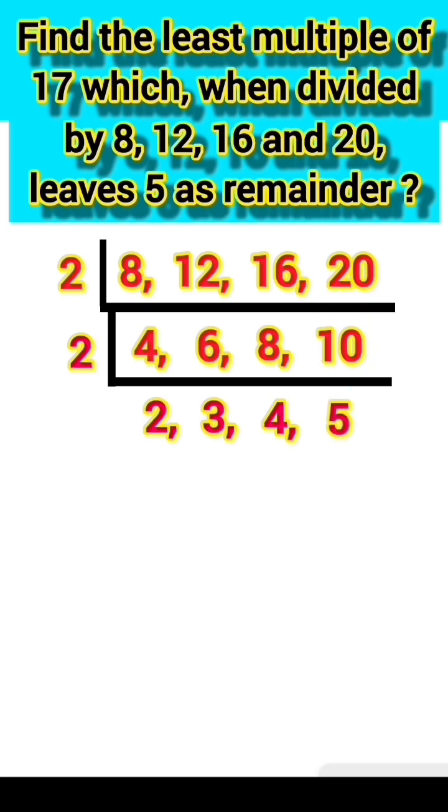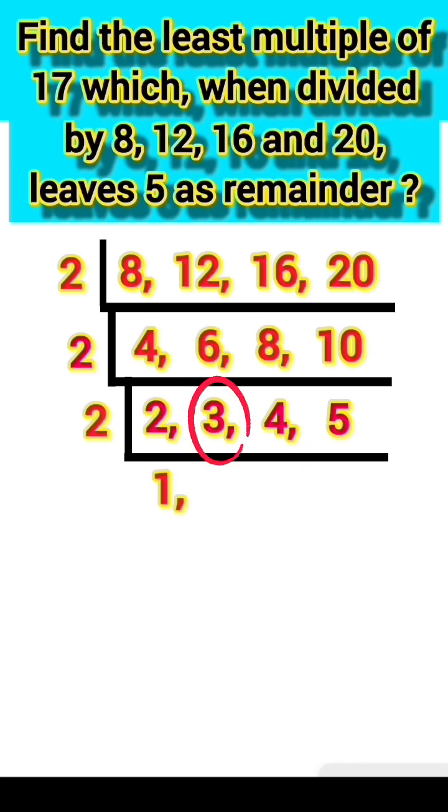Now here we have 2. 2 in 2 table, that is 2 1s are 2. The other number 3. 3 is not in 2 table, we write down as it is. The other number 4. 4 in 2 table is 2 2s are 4. The other number 5. 5 is not in 2 table, we write down as it is. We got 1, 3, 2, 5, all are prime numbers.